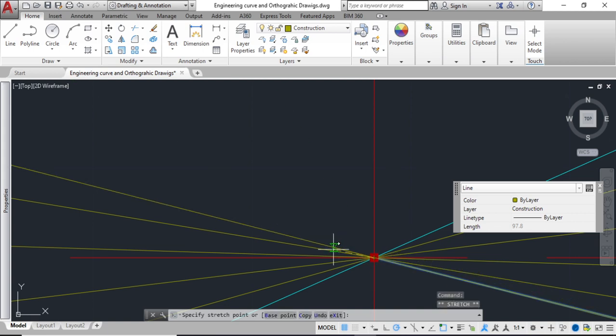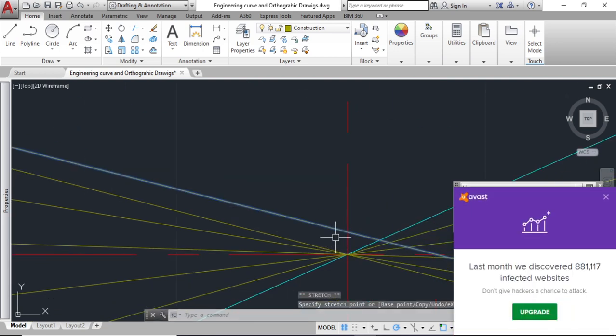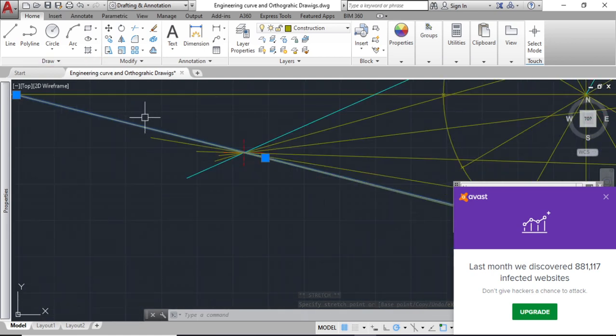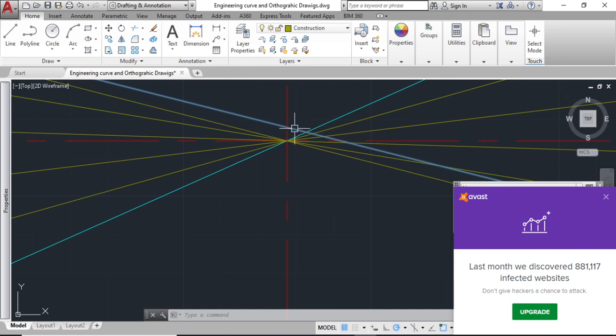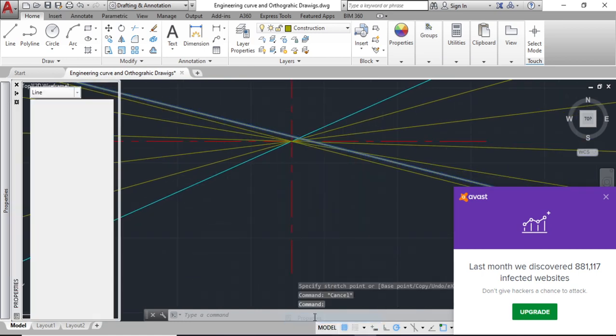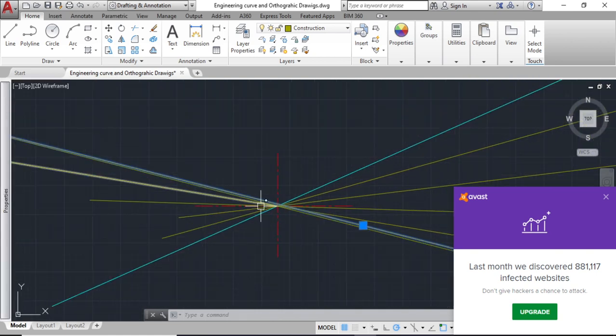Extend this. 82.2. Enter. No, sir. Mark. So see properties 180. And then this 180. Let's see if I can move it down.